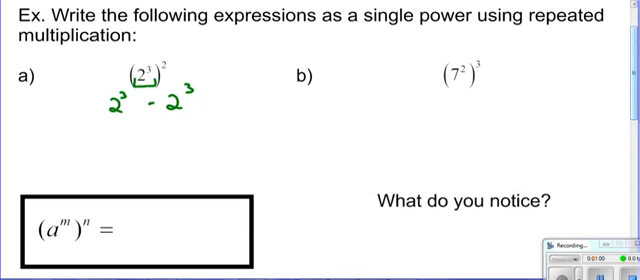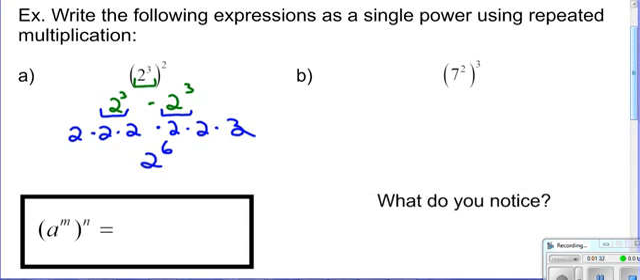I can either leave it in the brackets or I can take it out of the brackets because it's a positive base. Then I'm going to look and I'm going to see, okay, well, I've got 2 to the power of 3. So this is telling me to go 2 times 2 times 2 times 2 times 2 times 2. And so all together we have 1, 2, 3, 4, 5, 6, or 2 to the power of 6.